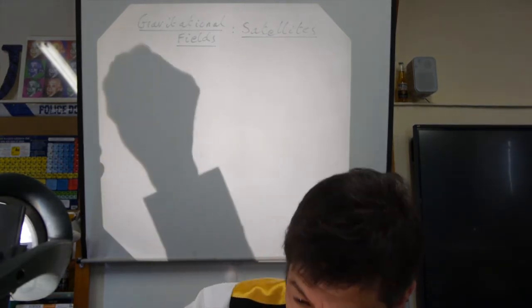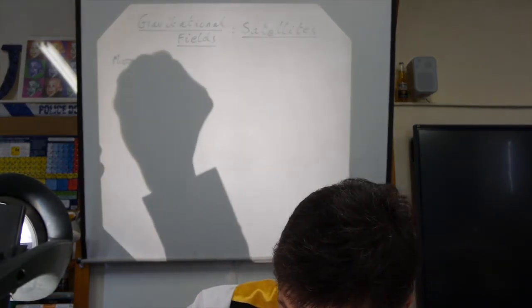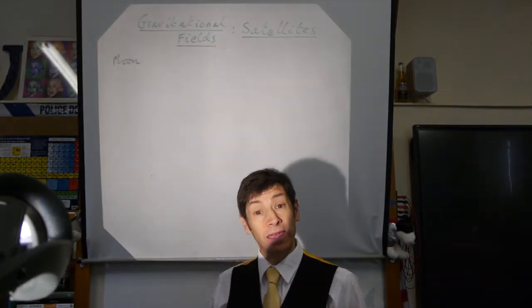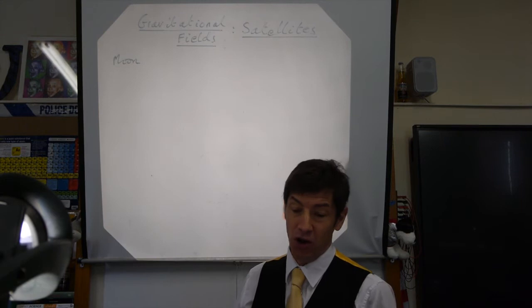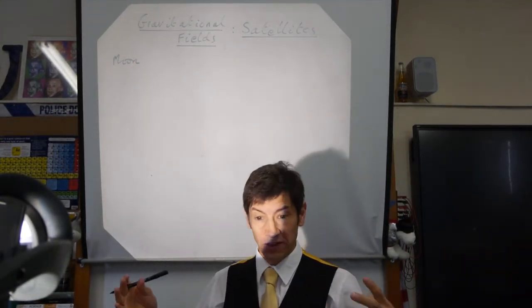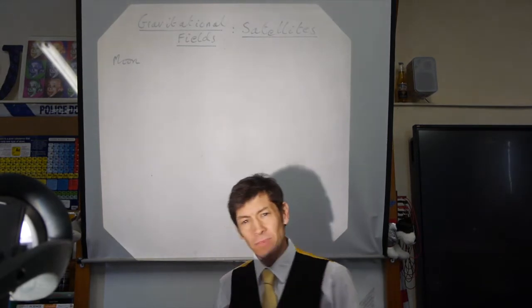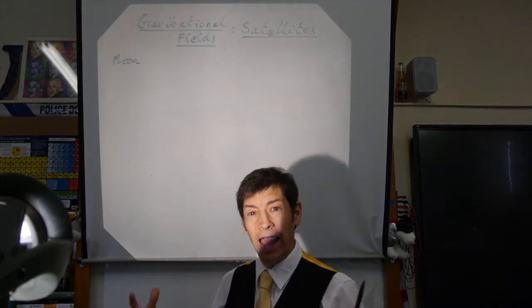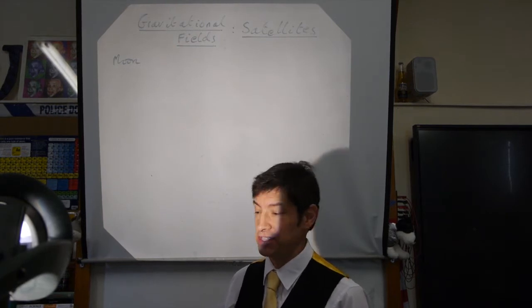So what about this? What about the moon? Well, the moon is a satellite. It's a natural satellite of the Earth. And of course, we are a natural satellite of the sun. But I want to take this a little bit further and look at something that happened back in 1957.